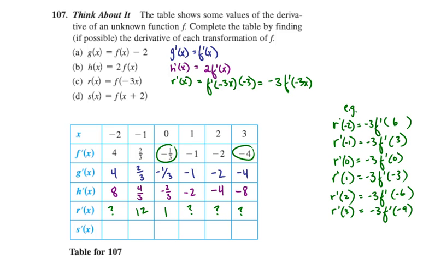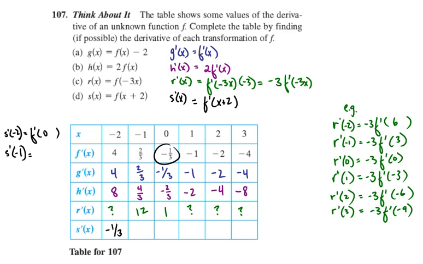Alright, so we'll go on to D. s of x is f of x plus 2, and so s prime of x would be f prime, leave the inside alone, which is x plus 2, times the derivative of x plus 2, which is 1, and so we just get f prime of x plus 2. So s prime of negative 2 is f prime of negative 2 plus 2, which is 0, and f prime of 0 is negative 1/3.